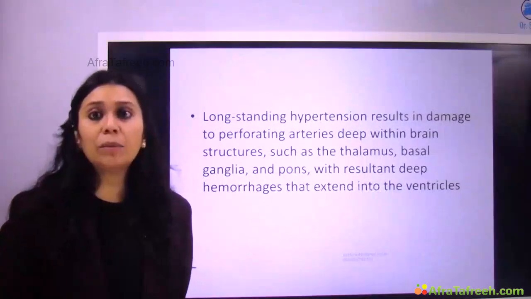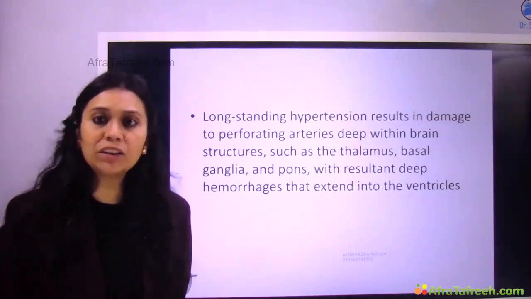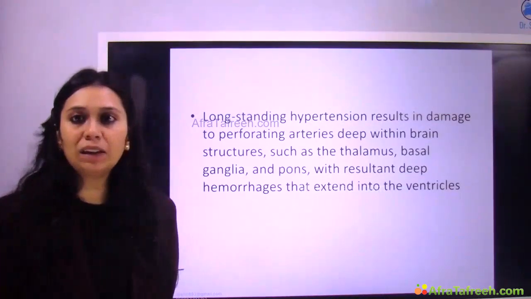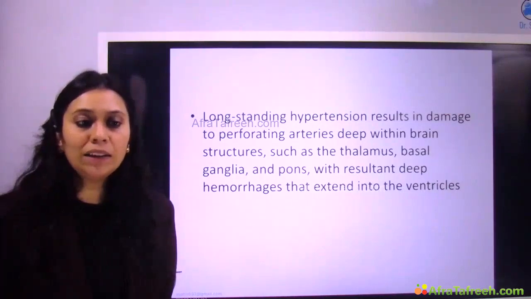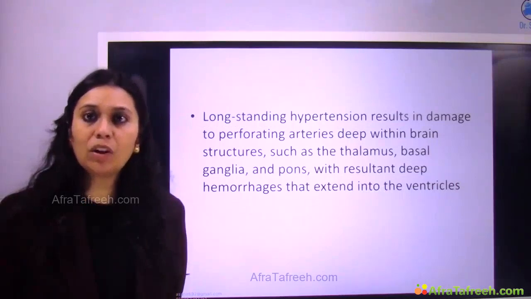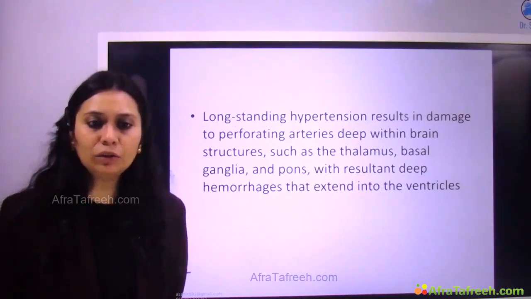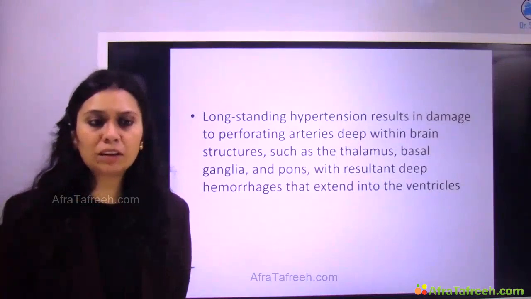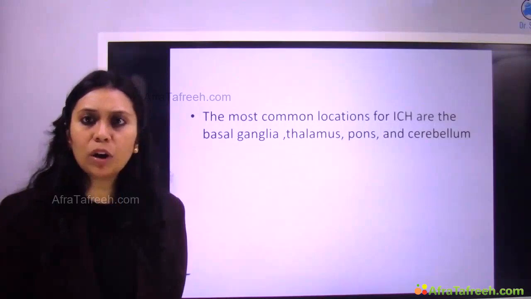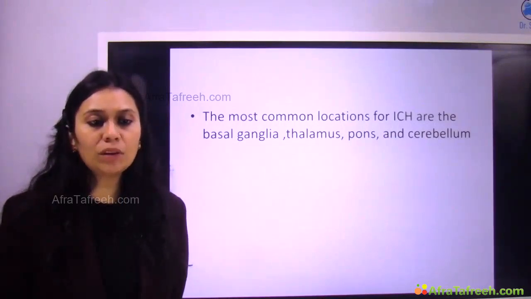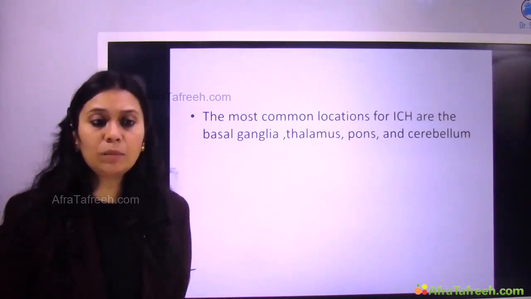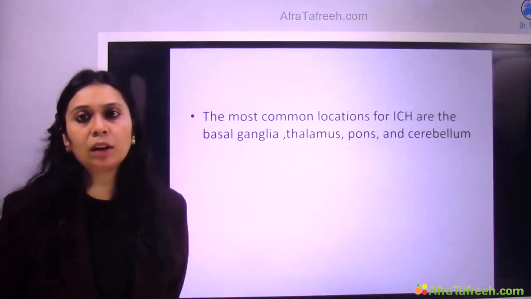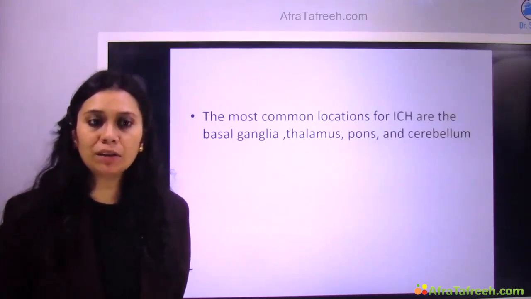Long-standing hypertension results in damage of the perforating arteries deep within the brain parenchyma, the deep penetrating arteries which supply the thalamus, basal ganglia, and pons. Hemorrhage can happen in these arteries because of long-standing hypertension, and can extend into the ventricles as well, so intraventricular hemorrhage can also happen. But the most common locations of intracranial hemorrhage are the basal ganglia, putamen, thalamus, pons and cerebellum, because long-standing hypertension poses a huge risk to these deep penetrating arteries.